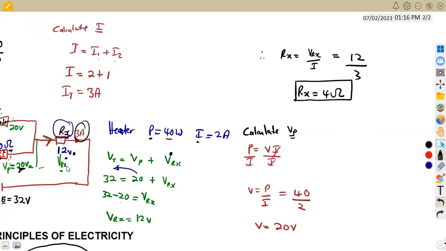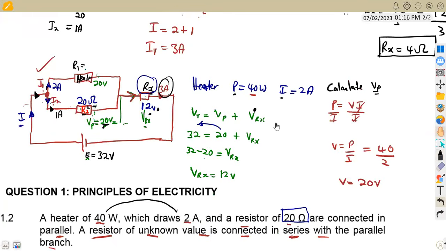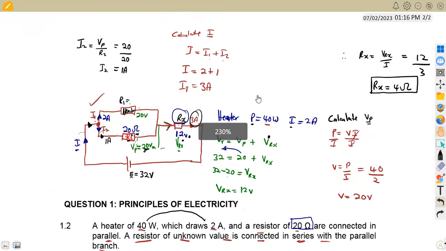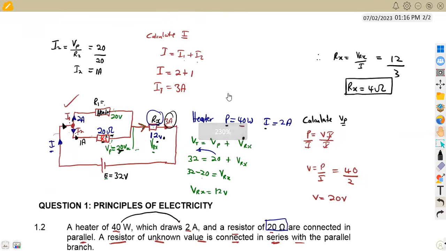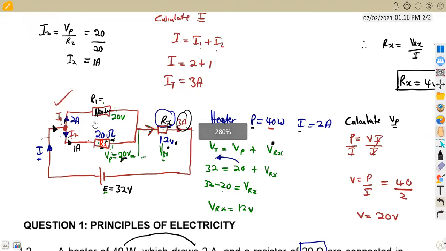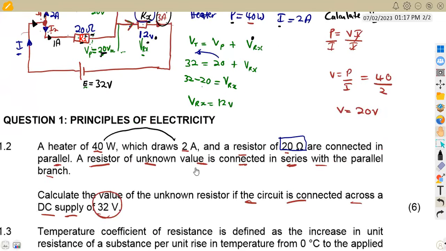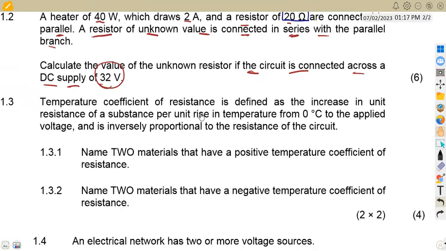So this is how we could have calculated the value of the unknown resistor. Sometimes they might tell you it's a heater. What you need is the resistance there, whether it's a heating element or a fridge that is connected, whatever is connected, take it as a resistor. Have it as a normal circuit that you are used to.